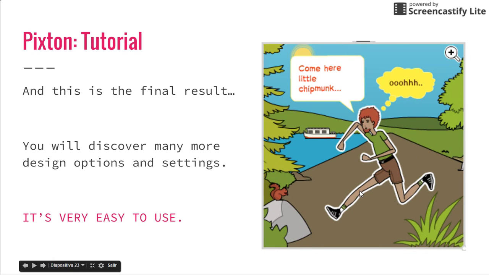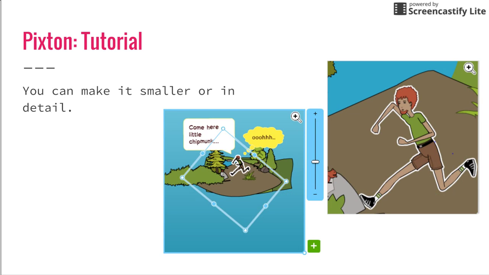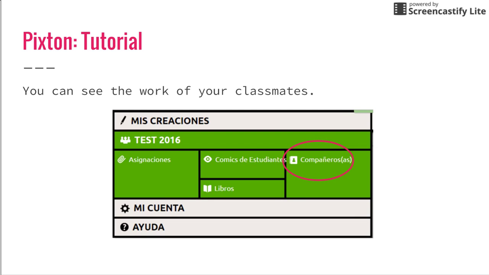I have moved the position of this boy. I have added this object and also two bubbles. It's very easy to use. You just need to play around with the mouse, dragging and dropping. You can make it smaller or in detail. And also you can see the work of your classmates.